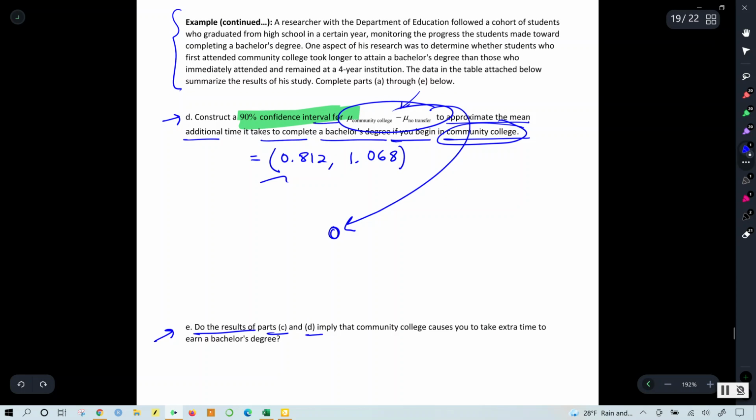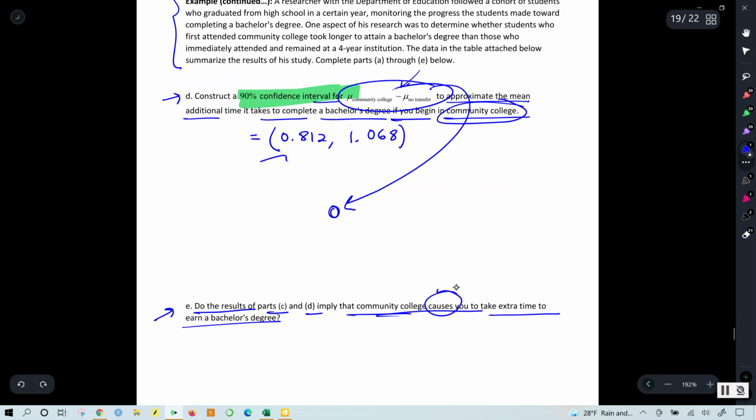Do the results of part C and D imply that community college causes you to take extra time to earn a bachelor's degree? In this case, what we are learning is association, not causation. So the correct answer here is no. What we have observed is that there's an association between starting in a community college and taking longer. We did not say that it will always cause it. So please note, in this case, association or correlation does not imply causation.